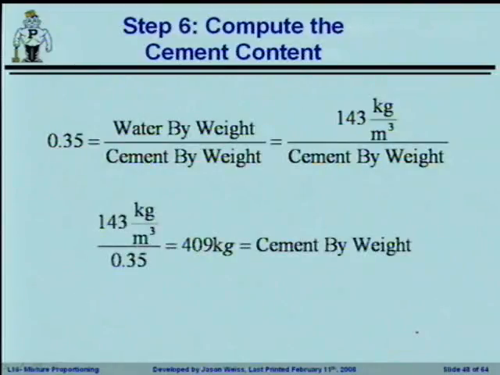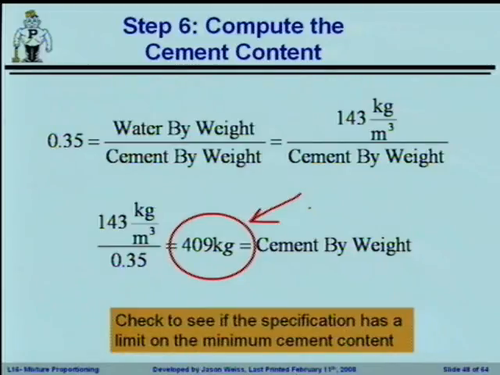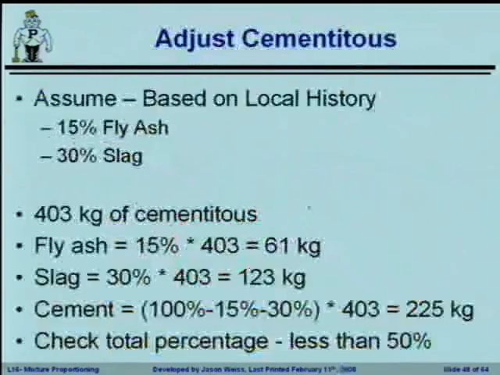Compute your cement content. We've been through this a few times now. This is going to be your total cementitious content. 143 divided by our 0.35 water to cement ratio gives us 409 kilograms, and that's our cement by total weight in the overall system. Again, you want to check on this limit, and that's going to make a little bit more sense in a few seconds.